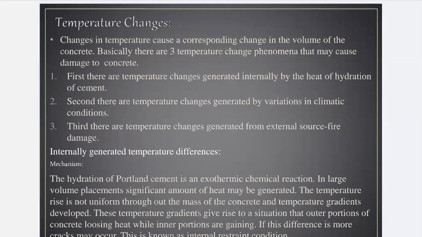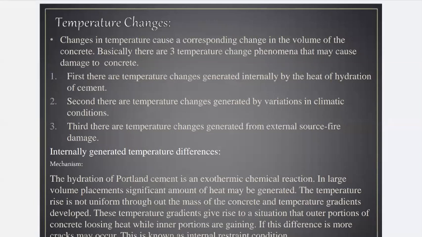The second one is temperature change generated by the variation of climatic condition. In the summer season, you know that the concrete will shrink, meaning loss of moisture continuously takes place from the concrete. So that is the temperature change due to climatic condition.